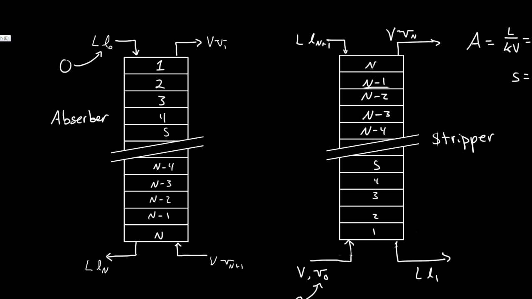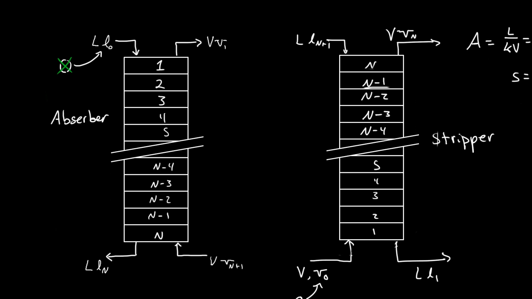This is a continuation on the absorber and stripping columns. Let's look at an absorber that no longer has pure liquid coming in. So we no longer know what the liquid is coming in. We cannot assume that it is clean.